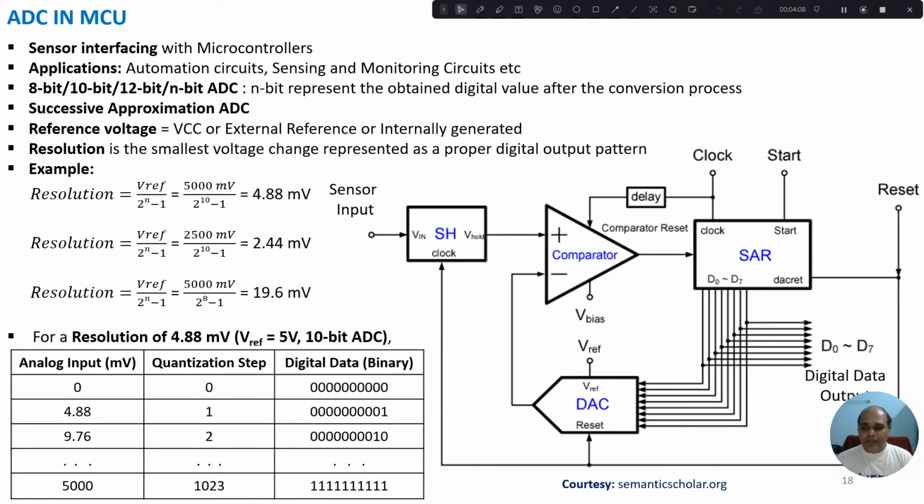If I have a 10-bit SAR, then it starts with 10 zeros and ends at 10 ones. In between I have about 1023 such values because 2 power 10 is 1024. Since it starts with 0, we take a count one value less than 1024. So altogether I have 1024 entries in a SAR register. It starts with 0 and ends at 1023. This digital value will be fed as an input to the DAC.